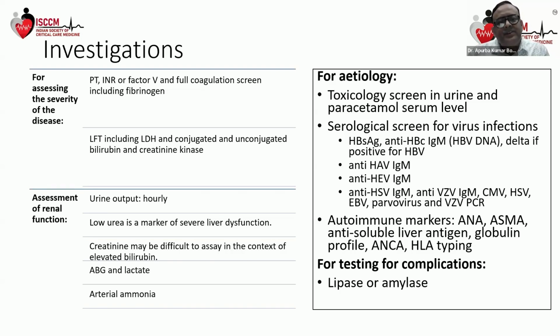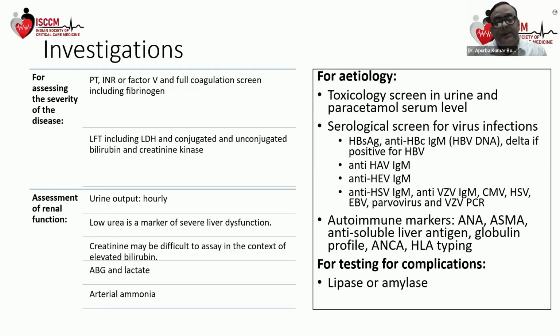Now, if you want to assess the severity of the disease, you need the PT/INR level and a full coagulation screen, including fibrinogen, because this is required for severity, like factor 5. Less factor 5 is a very bad prognostic marker.